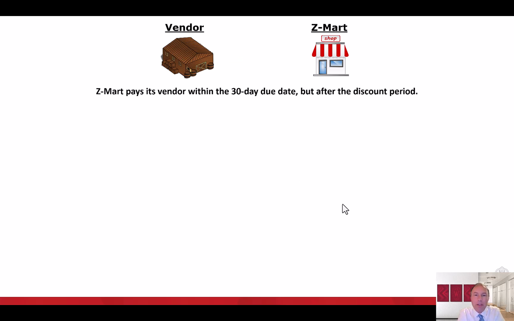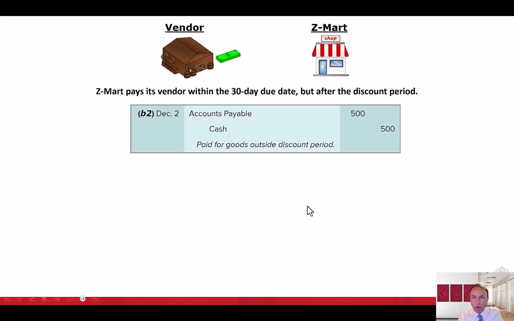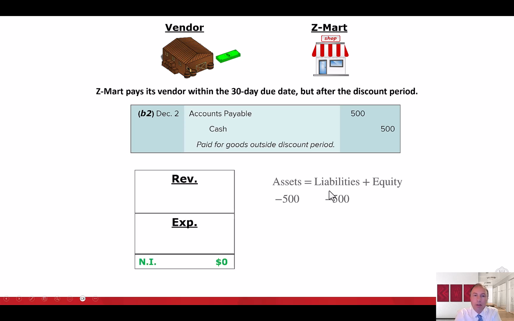Now let's just say we pay after the discount period. Now it's due within 30 days, otherwise they're going to be very upset with us. So let's say we pay the $500 within the 30 days, but after that 10-day discount period. So this one should be a fairly simple journal entry. We wipe out the accounts payable, and our cash goes down by $500. So we have this impact on our balance sheet. And again, nothing hits the income statement when we pay down merchandise we bought on credit.